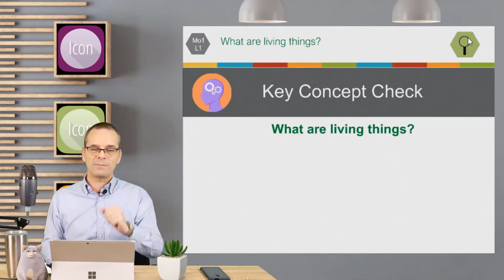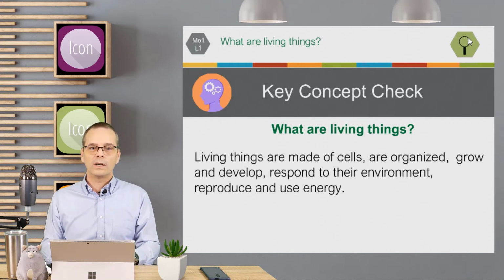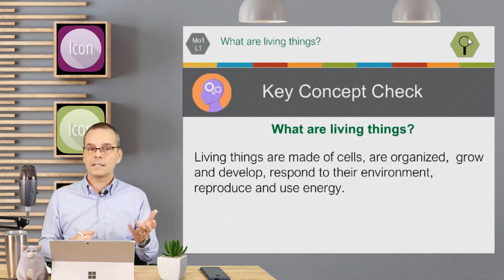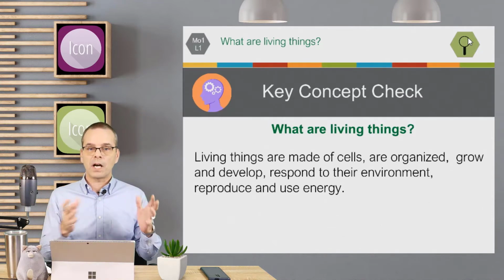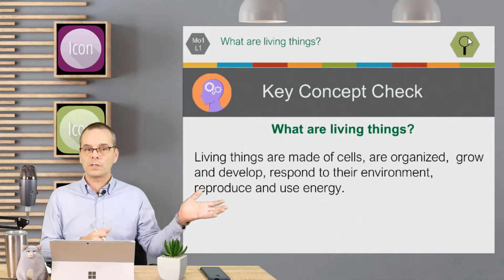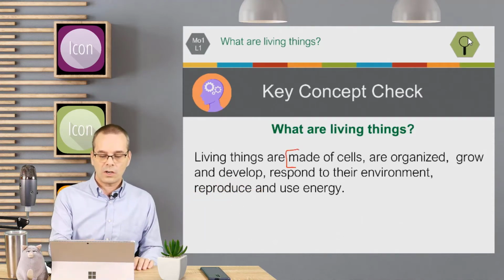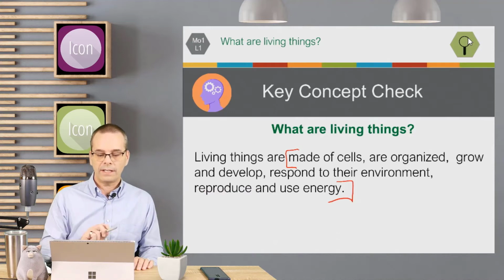So, key concept check. What are living things? Well, living things are made of cells, they're organized, they grow and develop, they respond to their environment, they reproduce, and they use energy. Those are living things.